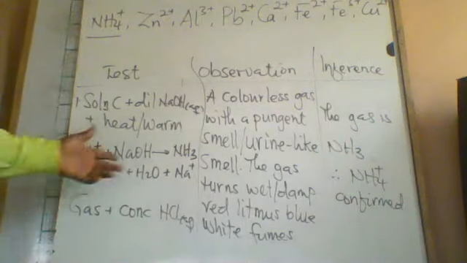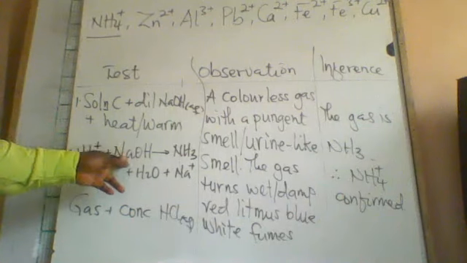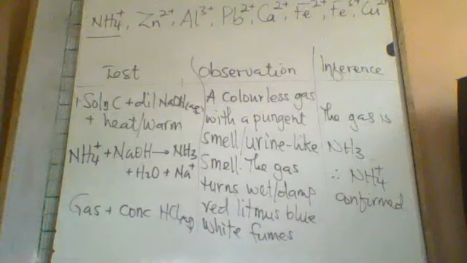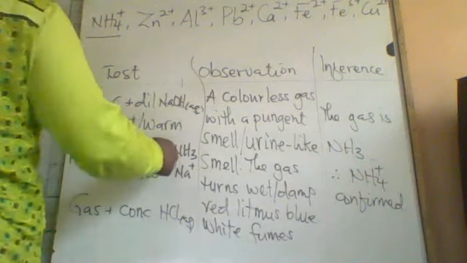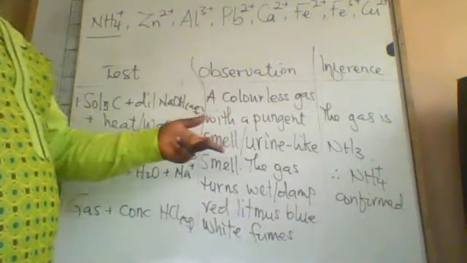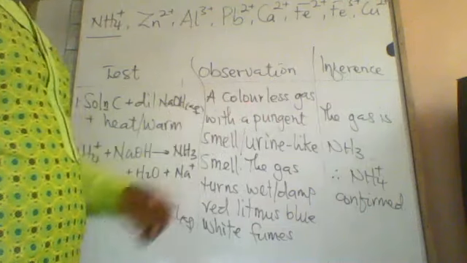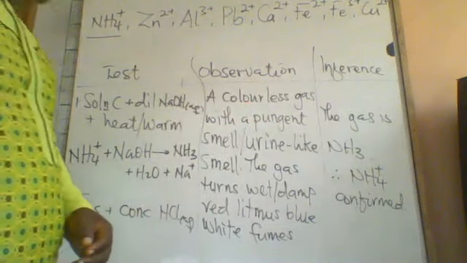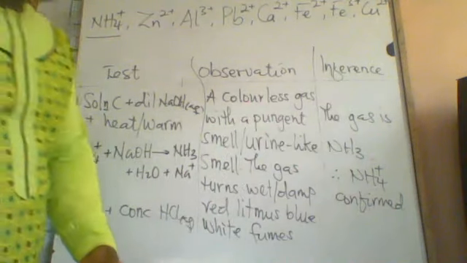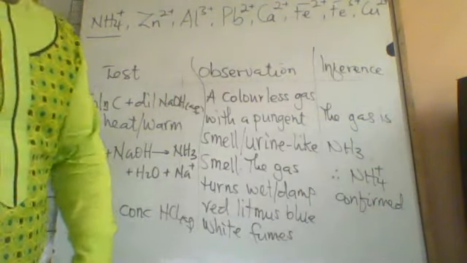So the ionic equation here is the ammonium ion plus the sodium hydroxide giving us ammonia, water, and the sodium ion. So it is this gas that is liberated, and that is what is observed here. The gas will come out; it is colorless but has a pungent, urine-like smell. Sometimes they say choky smell. When it comes to the odor of substances, we lack a lot of vocabulary there.